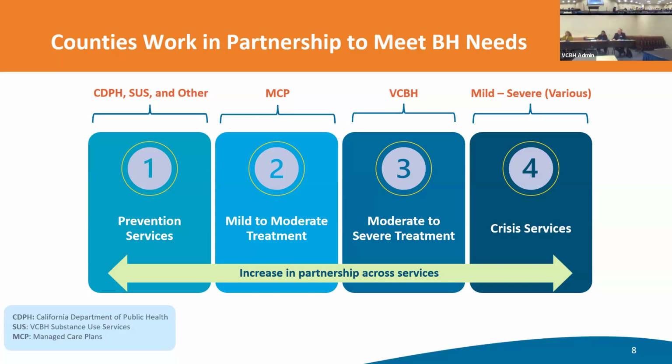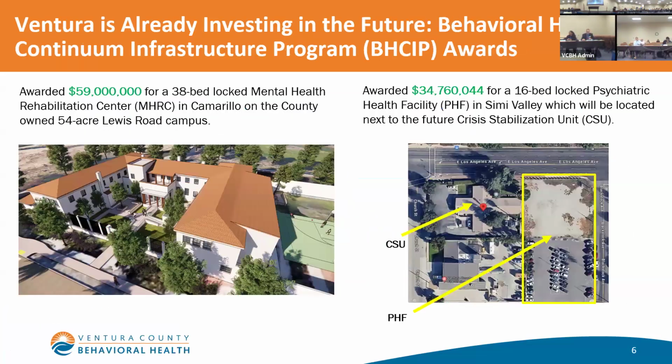John? In talking about crisis services, you mentioned a new 30-bed lock unit out on Lewis Road, and a 16-bed in Simi Valley. Are those for adults only, or adolescents, or both? Adults. I think those are adults. Yeah, all adults. So do we have any expansion discussion for adolescents in this county? We're always open to adding this.